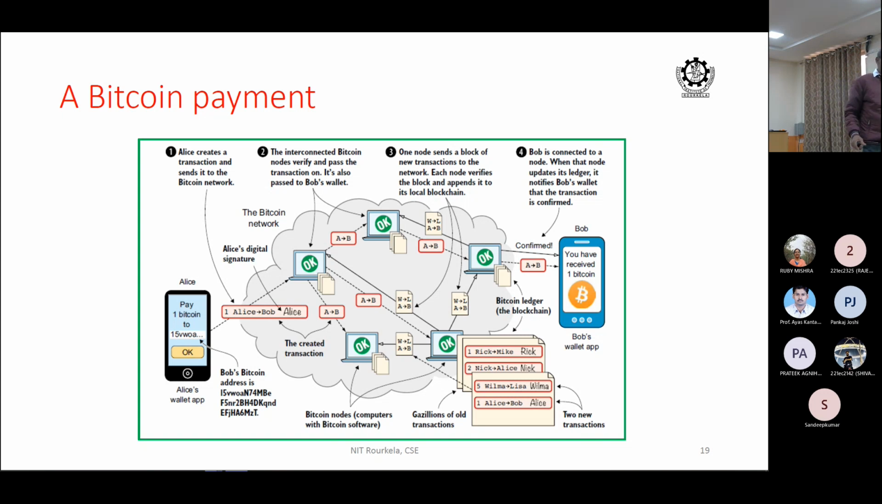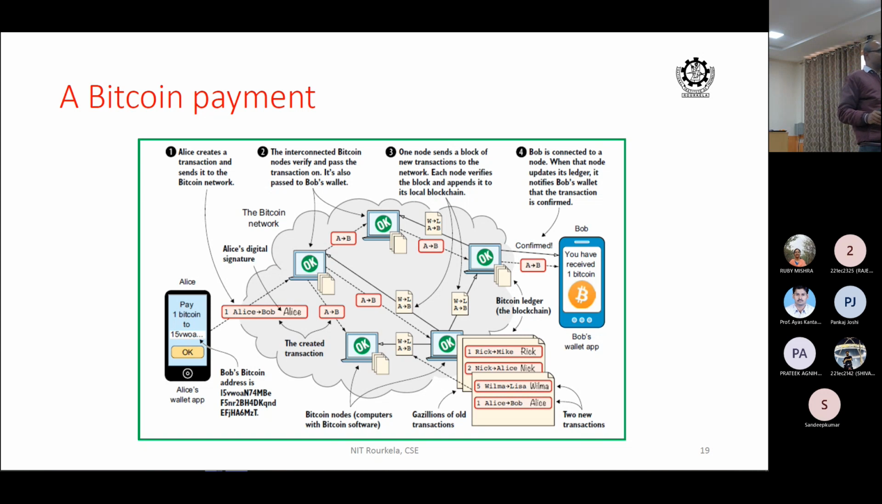Now, in between, the transaction has moved from Alice to Bob. Everybody has verified the transaction. Every intermediate node has simply verified the transaction and forwarded it. Alice is sending some money to Bob. Alice has sent the money to Bob, and Bob has also received the transaction.